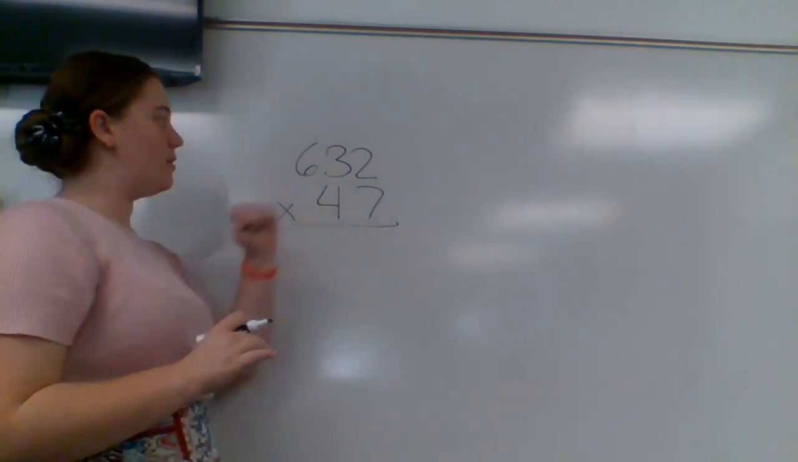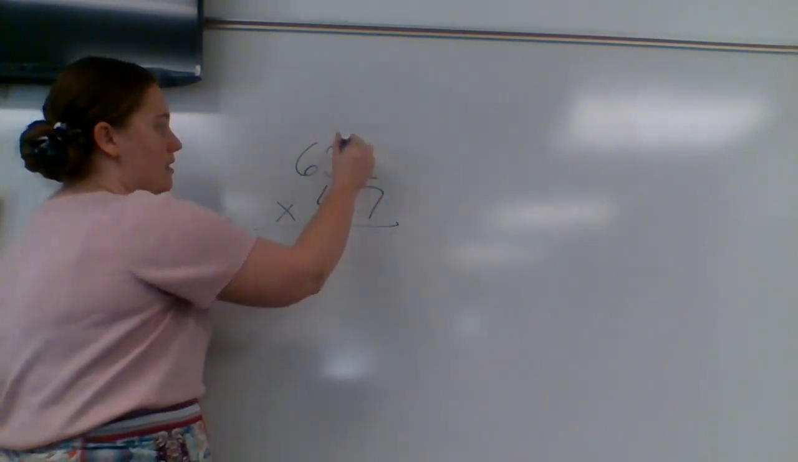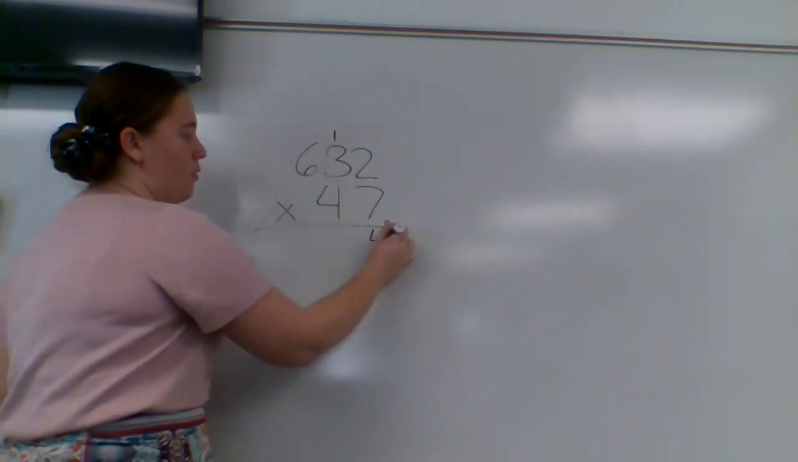All right, with this, we're going to pretend like this 4 is not there. We're going to do 7 times 2. 7 times 2 is 14. Carry the 1. 4 goes down here.